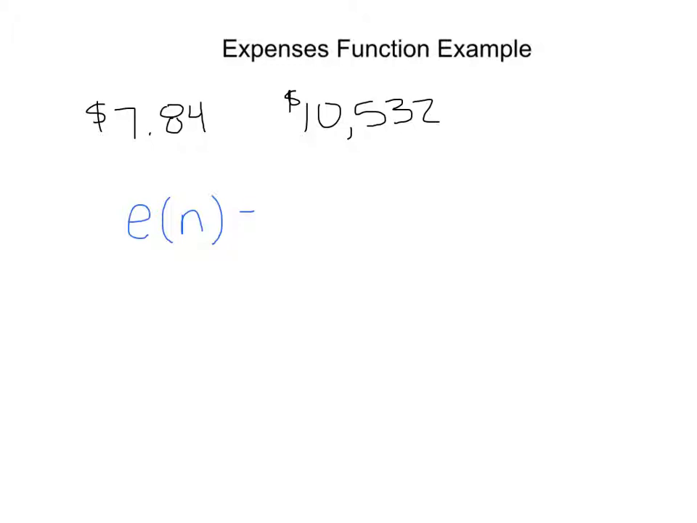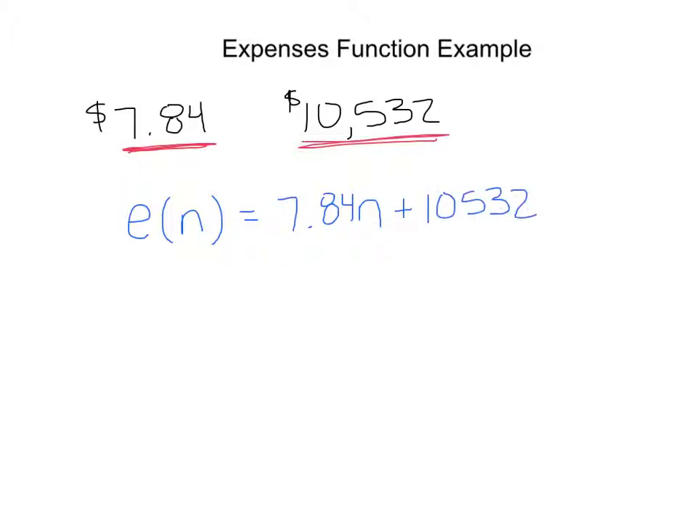So E of n equals, now we know that we get $7.84, that's the cost to make each pair of jeans. Since that's per pair, that's going to be the m in our mx plus b. So in our expenses function, we're going to have $7.84 for every pair of jeans we make, which is n. We're also going to have some more expenses, but it's just a one-time fee. These are the ones that we pay no matter how many pairs of jeans we make. So that's just going to be plus 10,532.